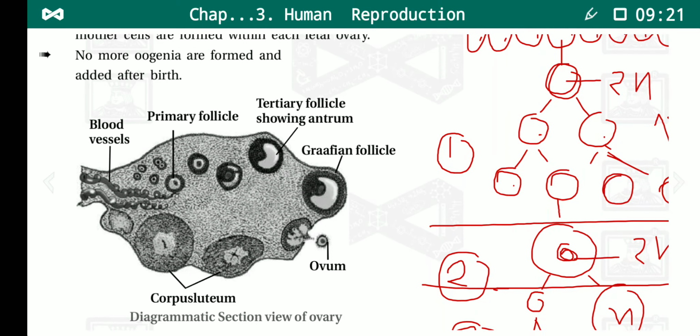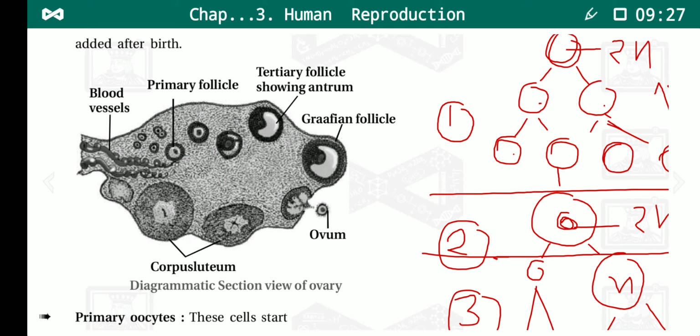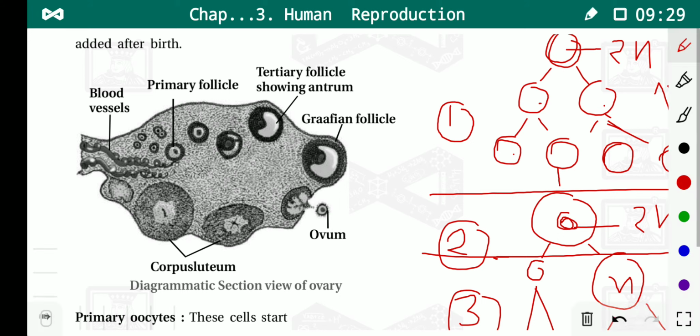Now come to this structure. It is a very important structure. It is the internal structure of the ovary, the section view. Internal structure means the section view of the ovary. First you see here, these blood vessels are seen for the entry into the cavity. Now, primary follicle. What is the primary follicle? You should be very clear.